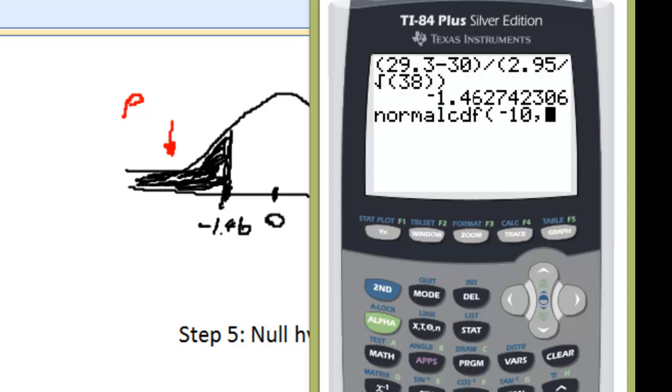And then, after you do that, put in a comma. Now give it the upper bound. In this case, what's the farthest right that the shading will show you here? The farthest right of the shading is a negative 1.46. This is our upper bound. So I'll punch in a negative 1.46.